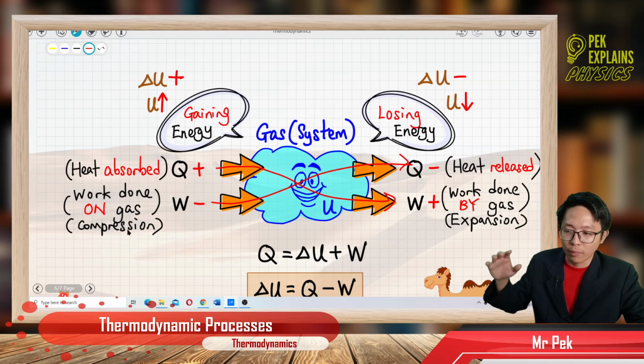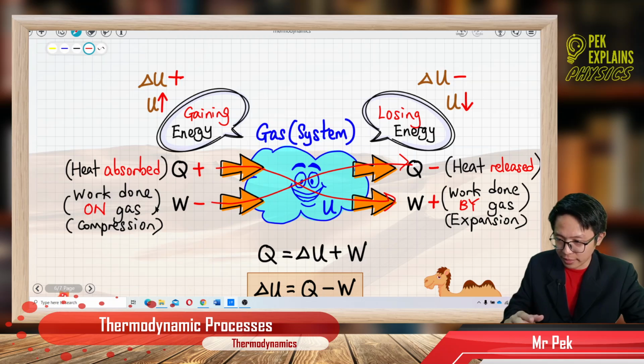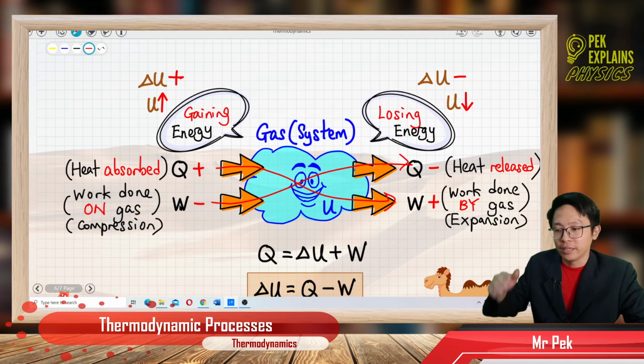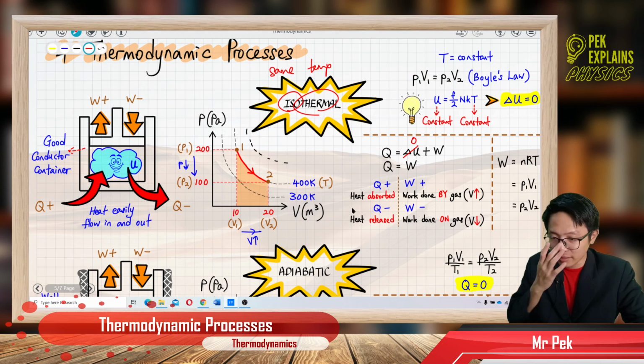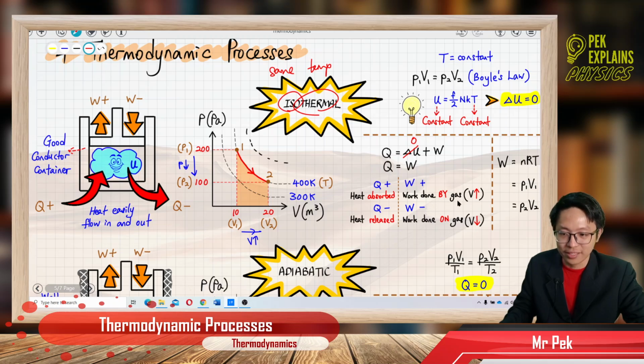Work done on gas, when you compress the gas, the energy enters, and straight away the energy exits in the form of heat. The energy that enters in the form of work done does not store inside the gas as internal energy, so the internal energy does not change, it remains constant. It gains energy and straight away loses energy. So it doesn't affect the internal energy at all. Okay, that is what it means by these conditions.